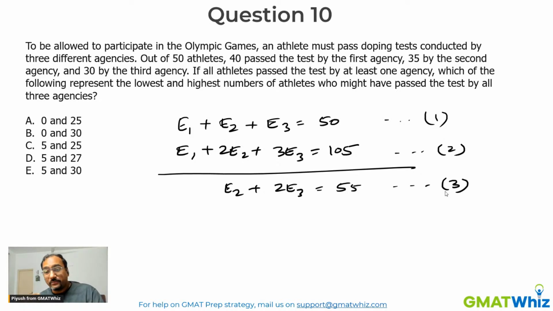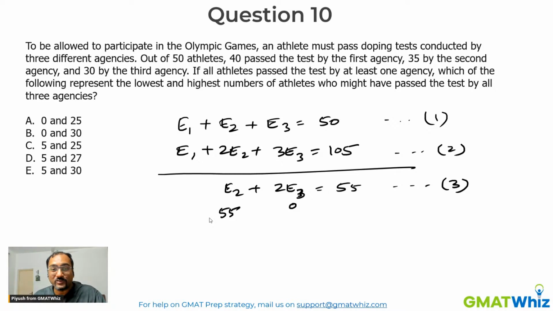Now, if I want to minimize the value of E3, can I make it 0? Obviously, I'll try my best to make it 0. If I make it 0, E2 becomes 55. Now, is that a problem? Not really for equation 3. But the problem is with equation 1. If you look at equation 1, E2 becomes 55, so the others have to be negative, which is just not possible. So I have to choose values of E2 and E3 such that they add up to 50, but when I multiply 2 with E2, that adds up to 55. That's the trap. That's the trick over here.